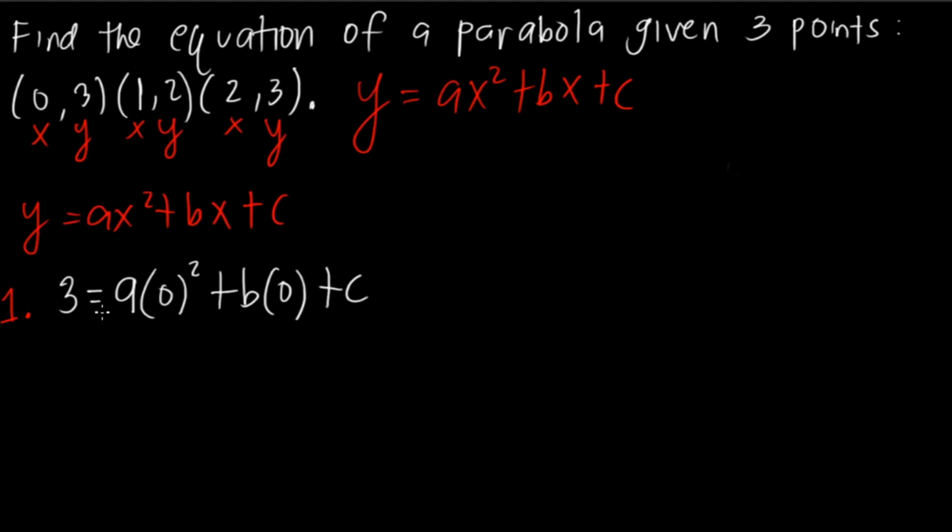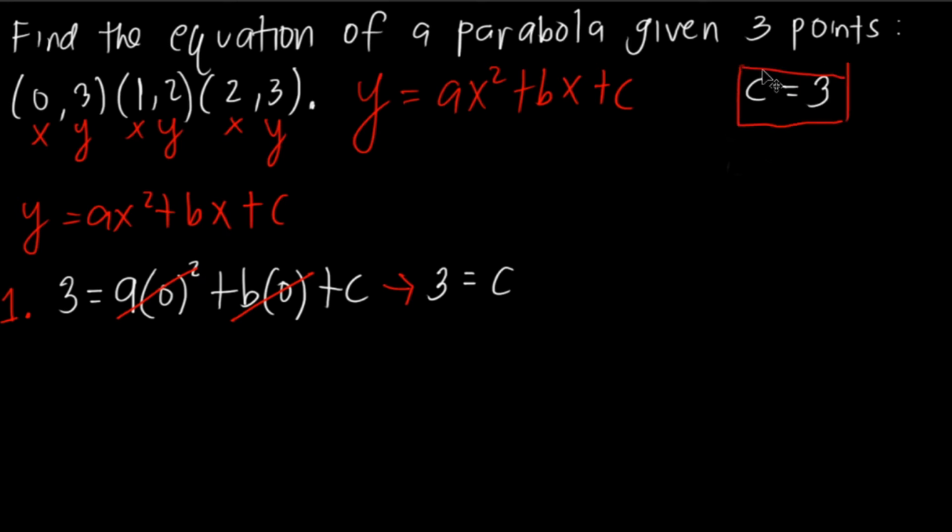So, simplify natin yan. Magiging 3 equals a times 0 squared. Automatically, 0 na yan. Okay? B times 0, 0 na yan. So, ang matitira? C na lang. Ayun, nahanap na agad natin yung value ni c. C equals 3. So, susulat ko dito: c equals 3. Side note.